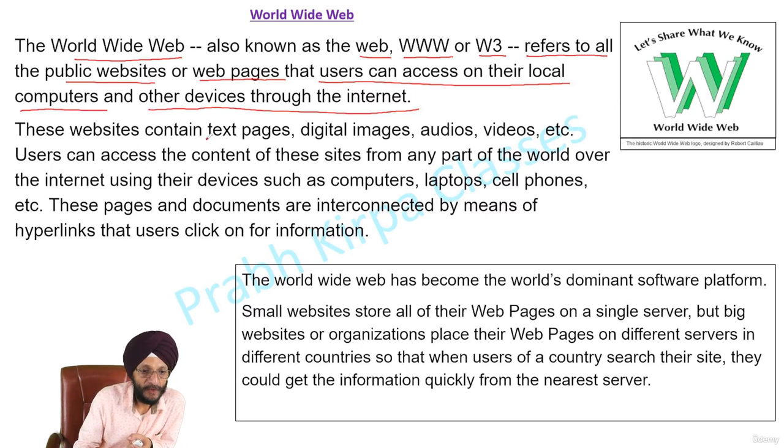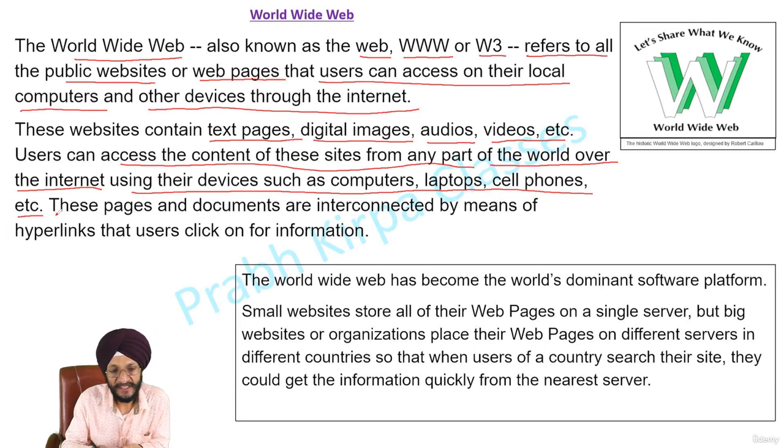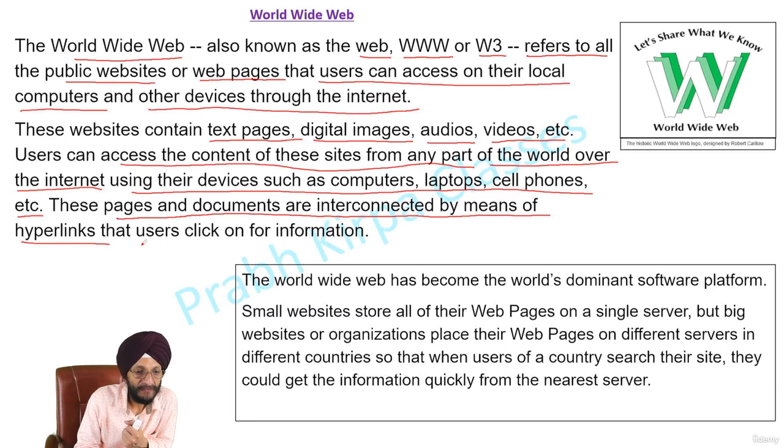These websites contain text pages, digital images, or these websites may contain audios or videos. Users can access the content of these sites from any part of the world over the internet using devices such as computers, laptops, cell phones, etc. That is, with the help of computers, laptops, we can access any website through the internet. These pages and documents are interconnected by means of hyperlinks that users click on for information.